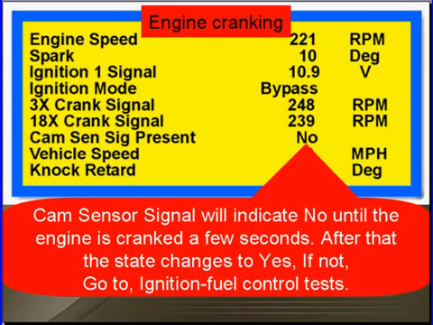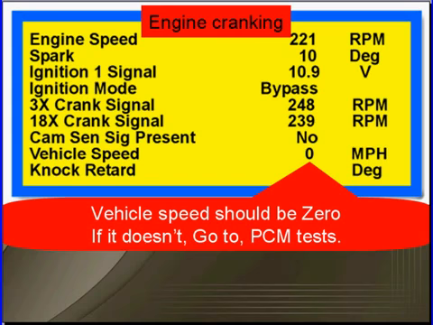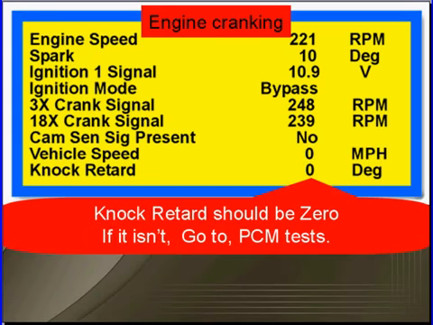Cam sensor signal will indicate no until the engine is cranked a few seconds. After that, the state changes to yes. If not, go to ignition fuel control test. Vehicle speed should be 0. If not, go test a PCM. Knock retard should be 0. If not, go test a PCM.